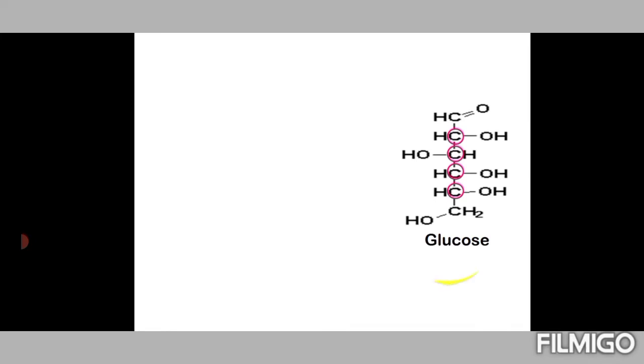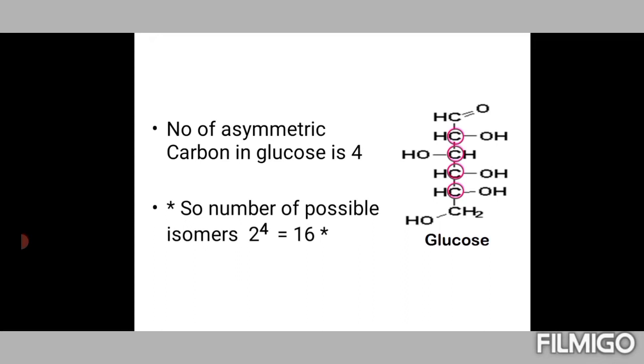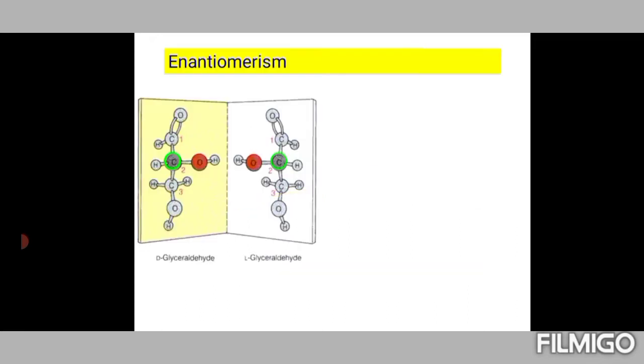So glyceraldehyde will have two isomers, one D and one L isomer. But in the case of glucose, you can see four chiral centers there. So it is 2 raised to 4, which is 16. For glucose, 16 isomers are possible: it can have 8 D isomers and 8 L isomers. Now, this is another kind of isomerism, enantiomerism. It closely resembles D and L isomerism and is almost synonymous with it, because these are mirror images of each other.